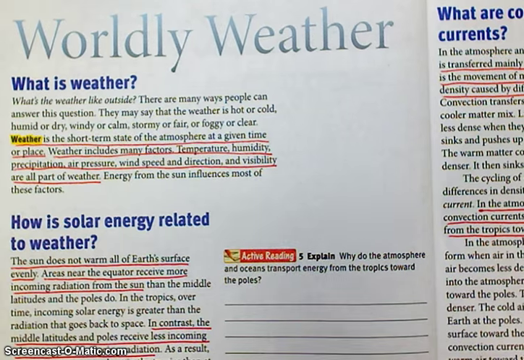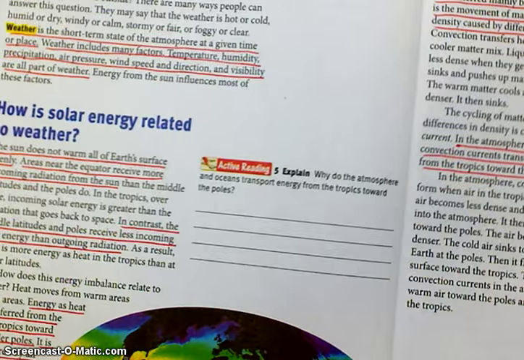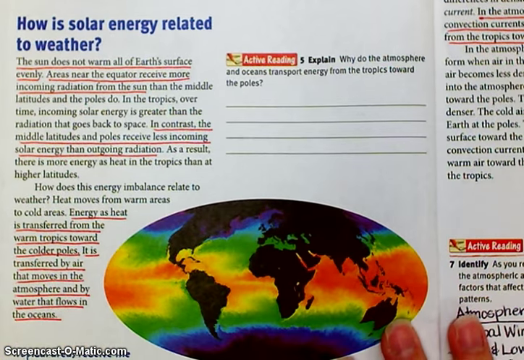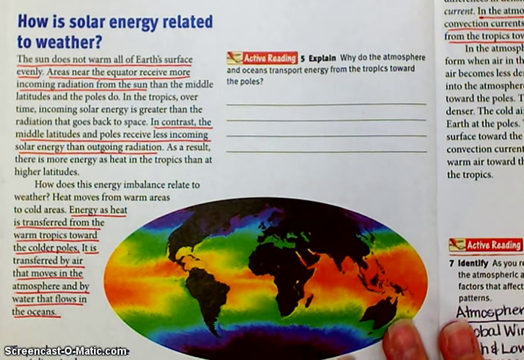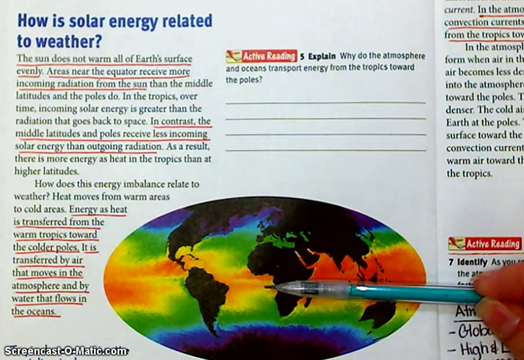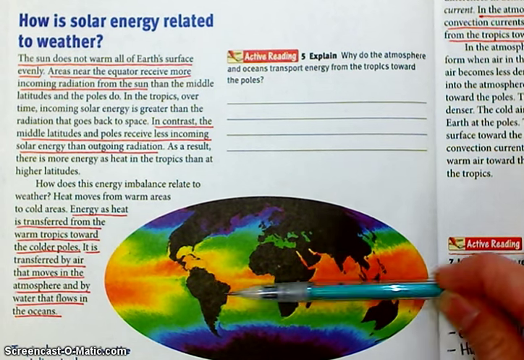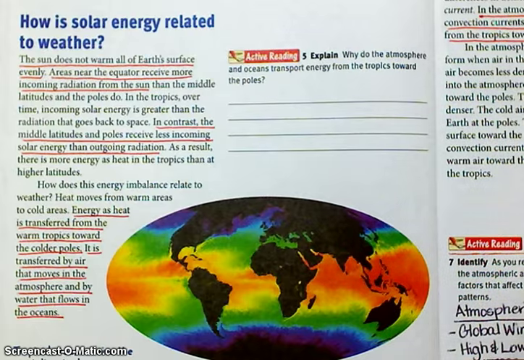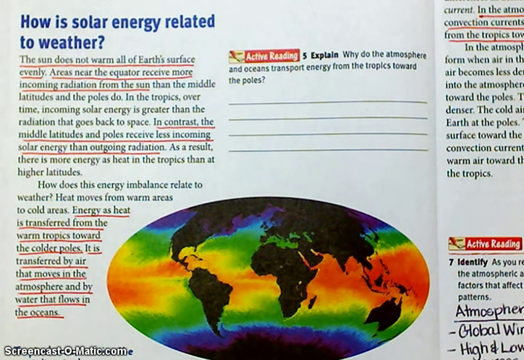Okay? Well, it's really important for you to understand, in order to understand global weather, that we have to get the extra heat from the equator, and we have to do our best to redistribute it towards the poles. Okay, and I say we. That's what the Earth does naturally. Energy as heat is transferred from the warm tropics towards the colder poles, and it's done in two ways. We transfer heat energy through atmospheric circulation, and we transfer heat energy through oceanic circulation.